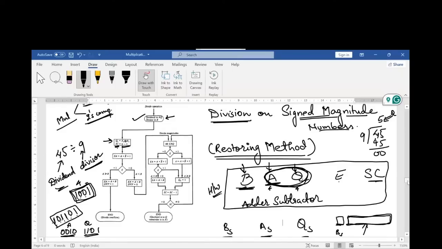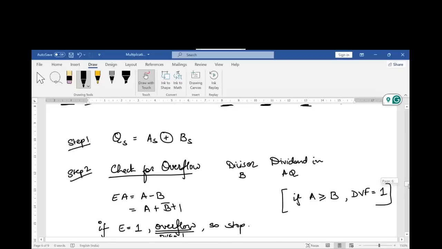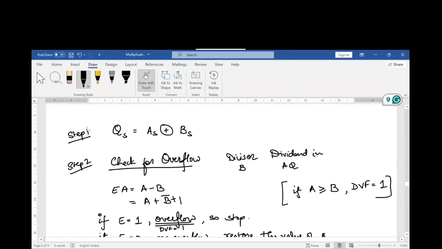Now let me first tell you what overflow is. So this first step we have understood. This is for identifying the sign of my final answer. Next is checking for overflow. First, let me tell you what overflow is.